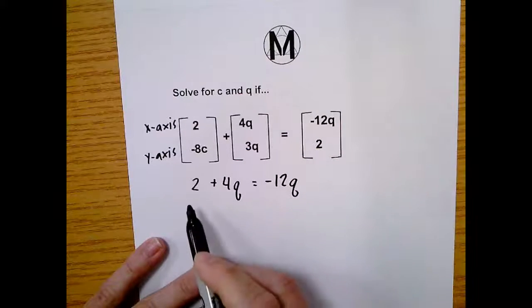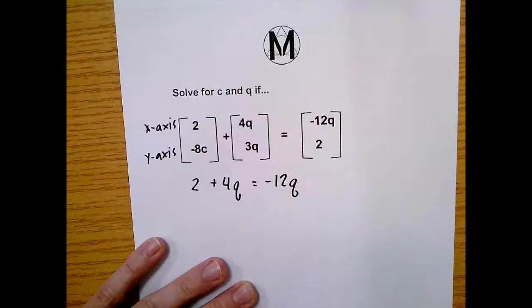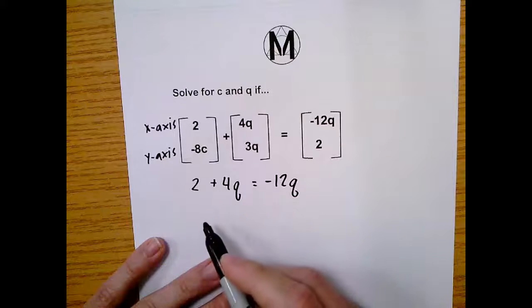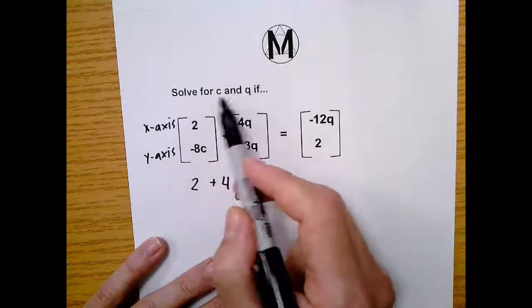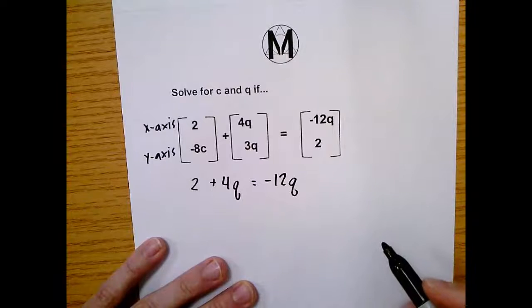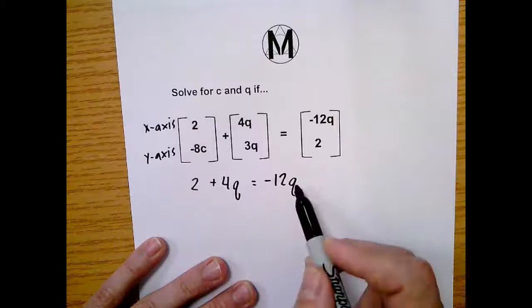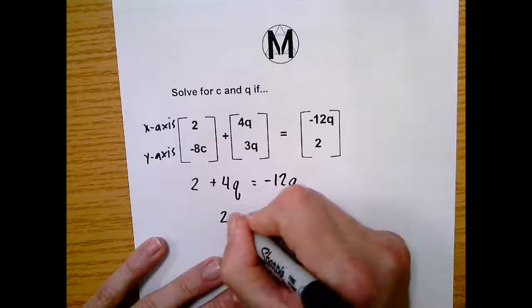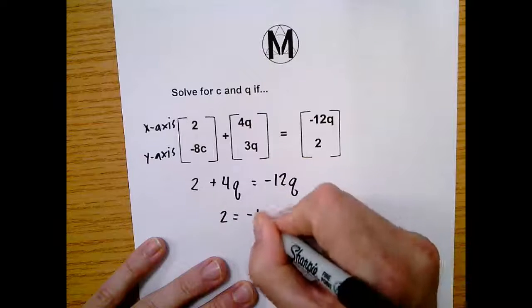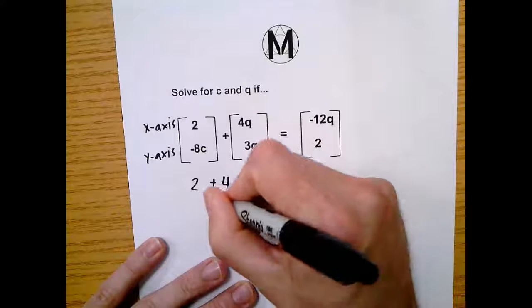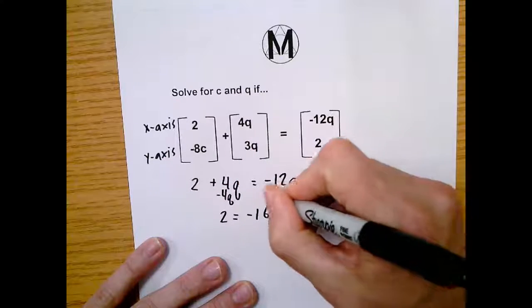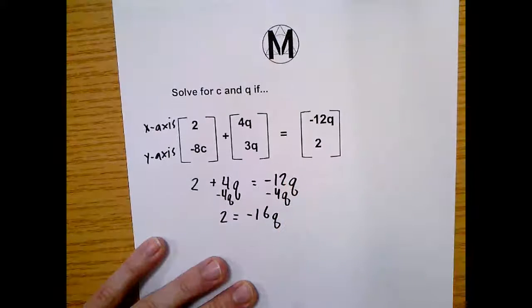Well, we can look at this. This is just a linear equation with like terms. So our job here is to just isolate like terms and solve for q. And that's what it says right here, solve for c and q. So let's go ahead and tackle q right now. So we subtract 4q from both sides, and that's going to give us 2 equals negative 16q. And I guess I can write that there, show my work, right? There you go. So you subtract 4q from both sides, so you get 2 is negative 16q.